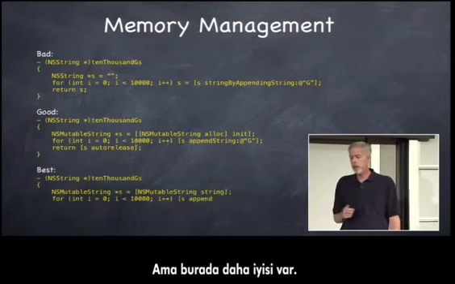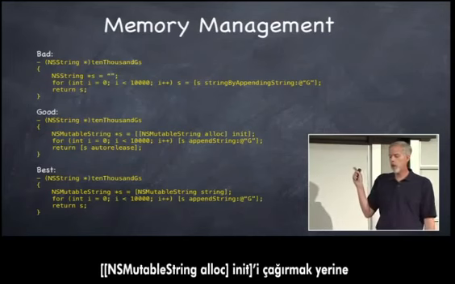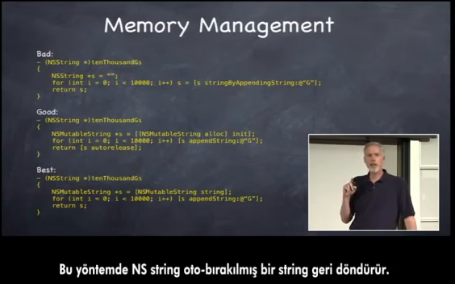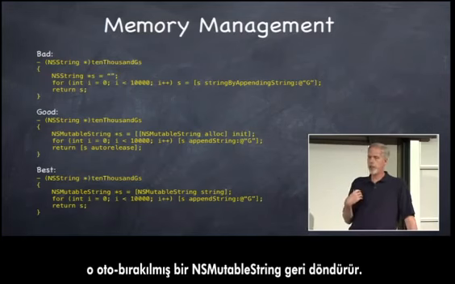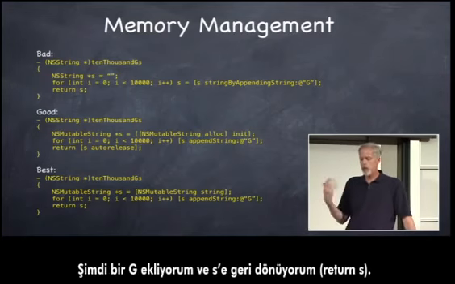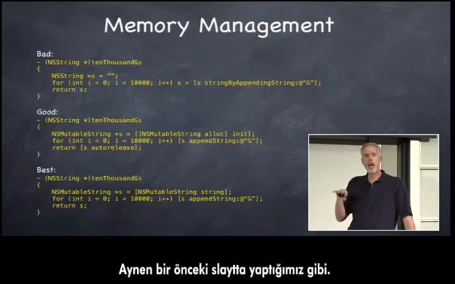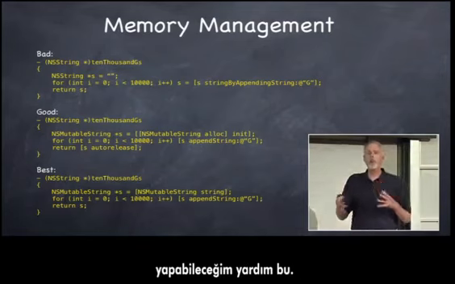But there's even better, similar to the best in the previous slide, which is instead of calling NSMutableString alloc init, I'm going to call NSMutableString string, which is a method in NSString that returns an autoreleased string. And if I send it to NSMutableString, it returns an autoreleased NSMutableString. Now I append the G on there, and I return s. I don't have to do that return s autorelease. Okay? Same exact thing we did last slide at the end. All right? So that's my help for you on memory management.